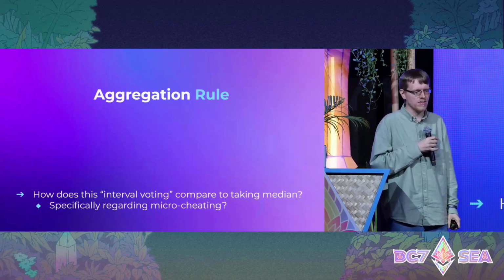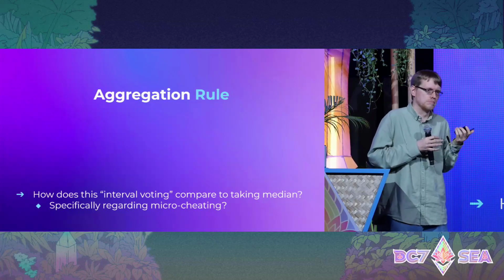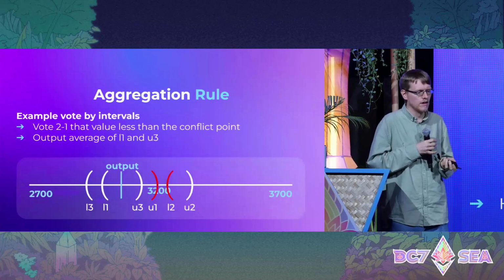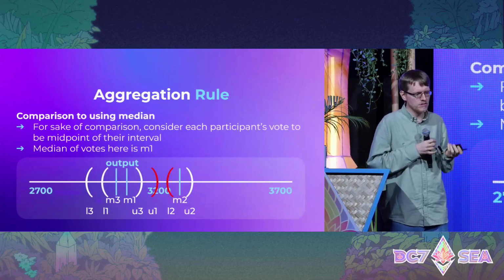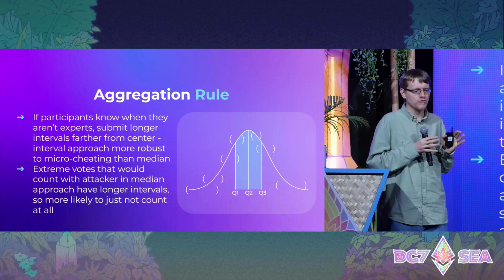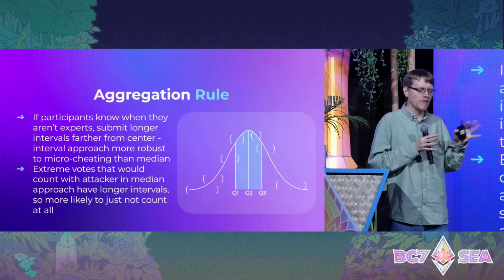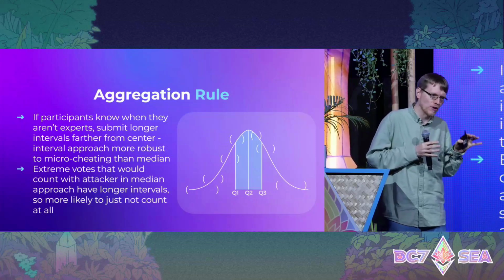So how does that aggregation mechanism I just proposed compare to taking the median? Is it better or less attack resistant? Without going too much into the details, I will just say that it depends on your distribution of the honest participants, how they act. Particularly if people who are confused know they're confused.